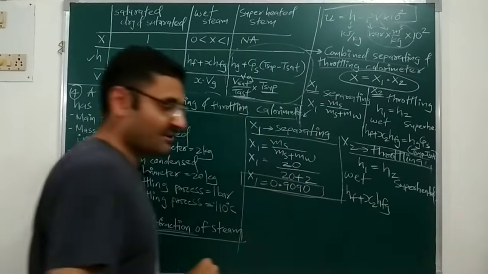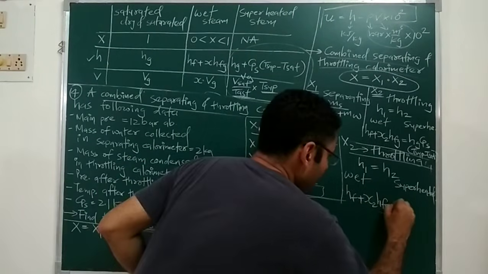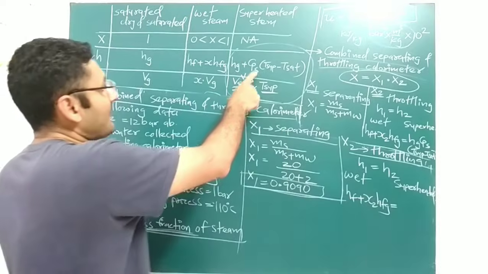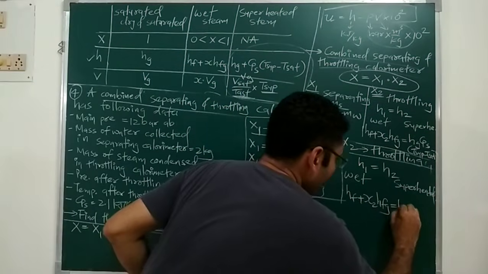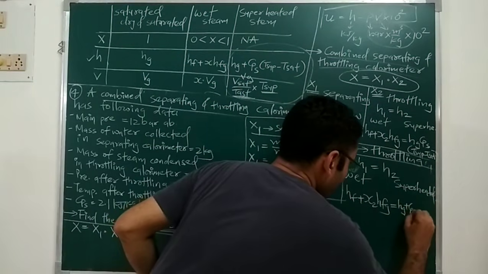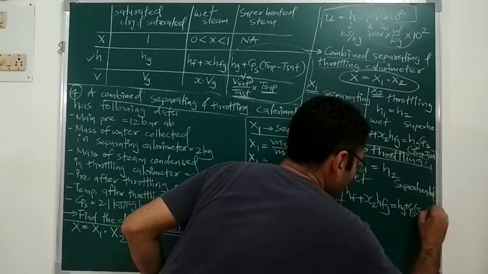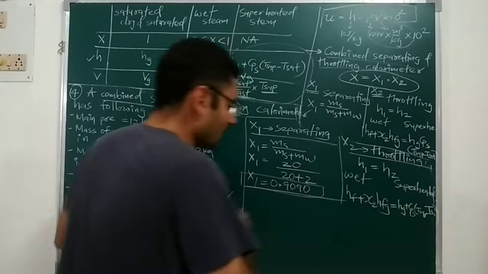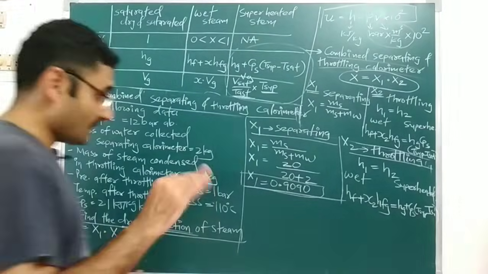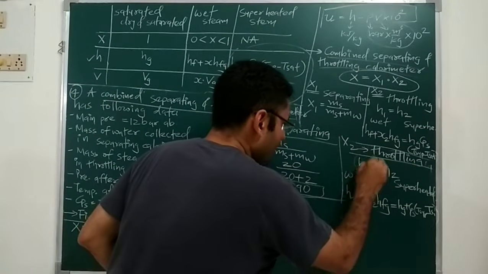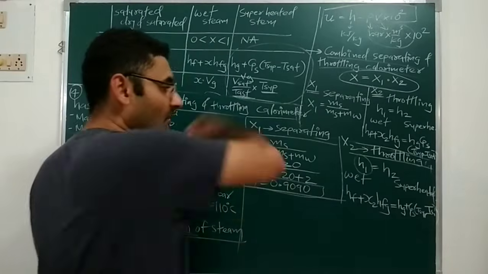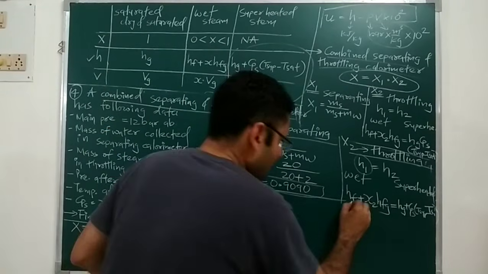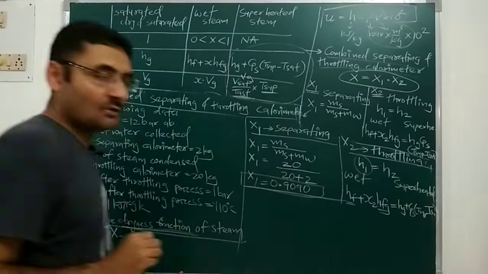H1 equals HF plus X2 HFG, and for superheated steam, what is the enthalpy? Superheated steam enthalpy is Hg plus Cp of steam times (T superheated minus T saturated). Clear to that? Now we will find out the values, but before that, H1 means what? Enthalpy before the throttling process, and if you want to find the HF and HFG values.